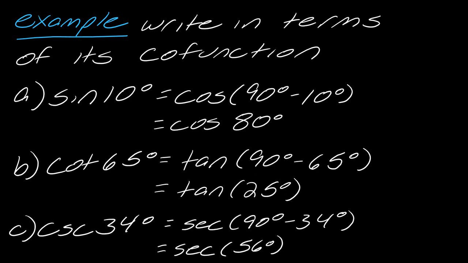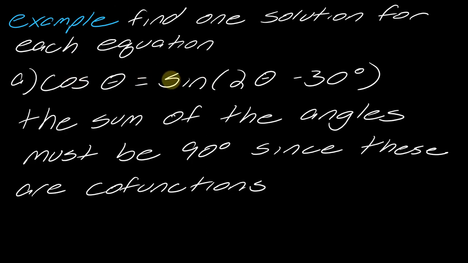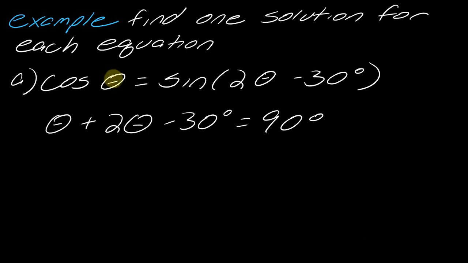Okay, and let's just talk about one other type of example. So let's find one solution for each equation. This is kind of an interesting set of problems. I've got cosine of theta equals sine of 2 theta minus 30 degrees. So the key to note here is that these two are cofunctions. Cosine and sine are cofunctions. So what that means is that the sum of the angles has to add up to 90 degrees. This is really, really important when solving these types of problems. So then what I can do is take the theta and the 2 theta minus 30, and I can just go ahead and solve this.